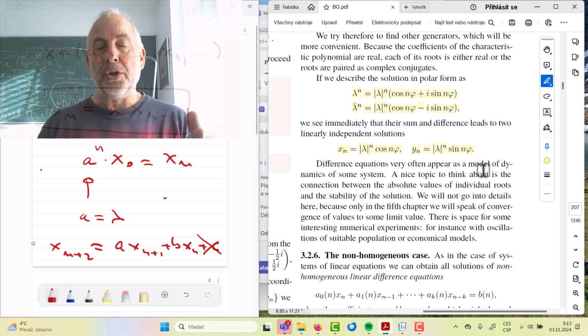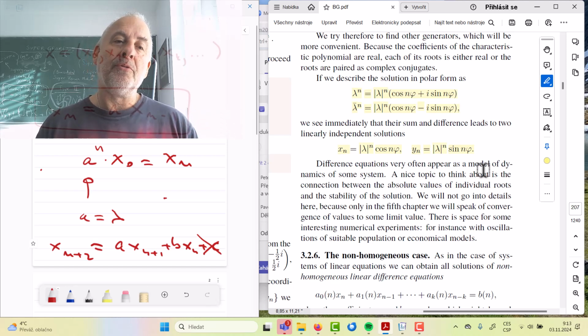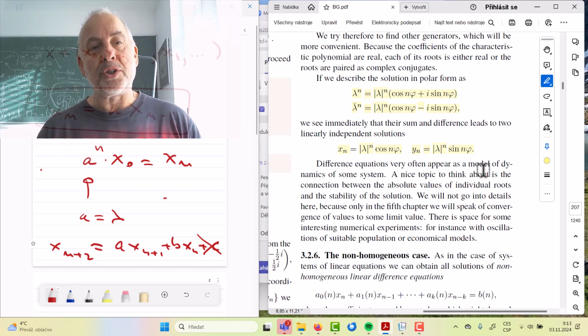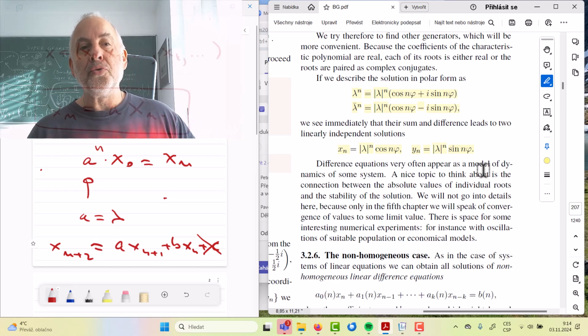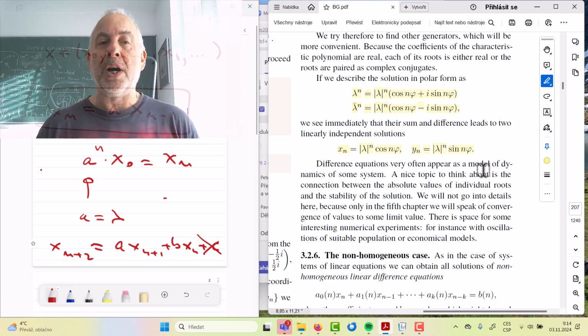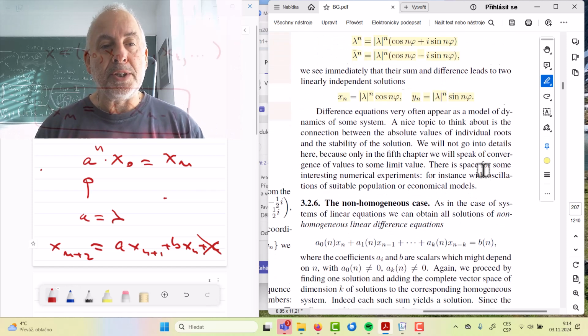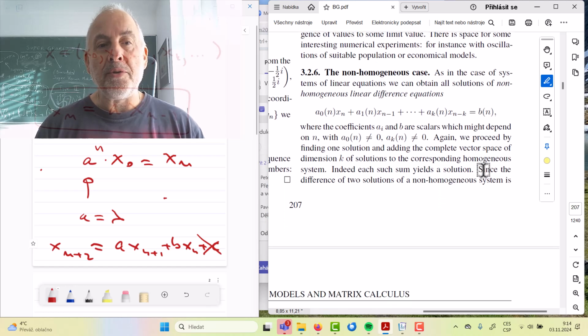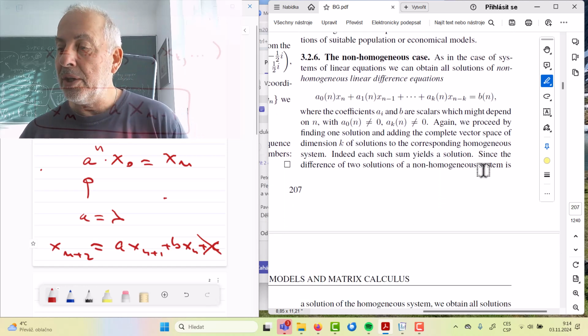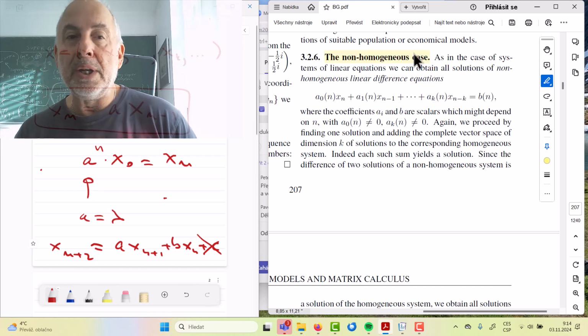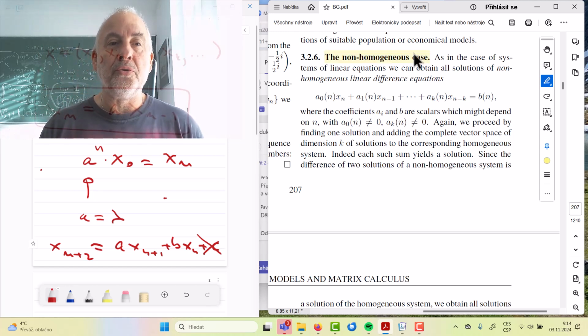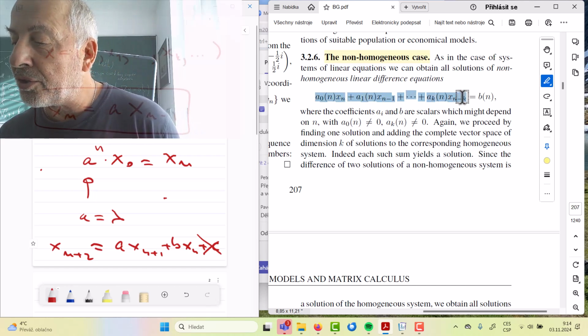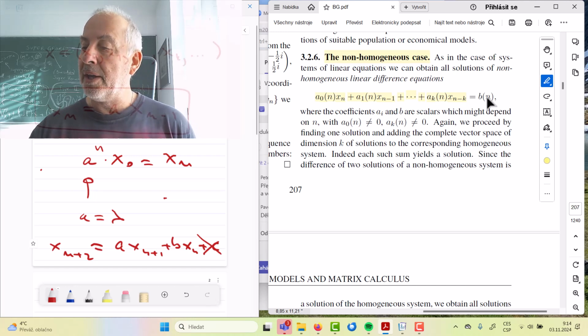So the complex roots of the characteristic equation will correspond to some periodicity in the solutions, whereas the real ones will let it grow or decline exponentially. So this is the thing. And what remains to understand roughly the linear recurrences is what to do if it's not homogeneous. So if our equation is not having 0 on the right hand side but some Bn.